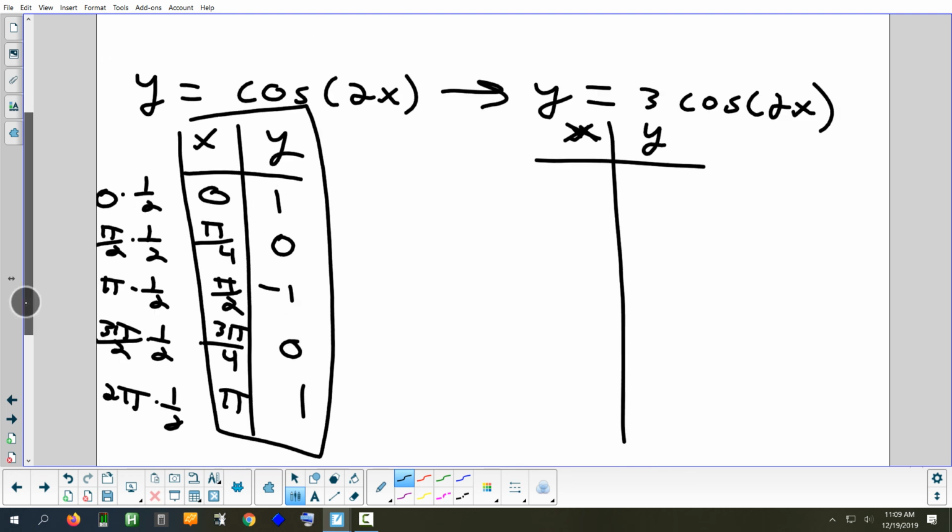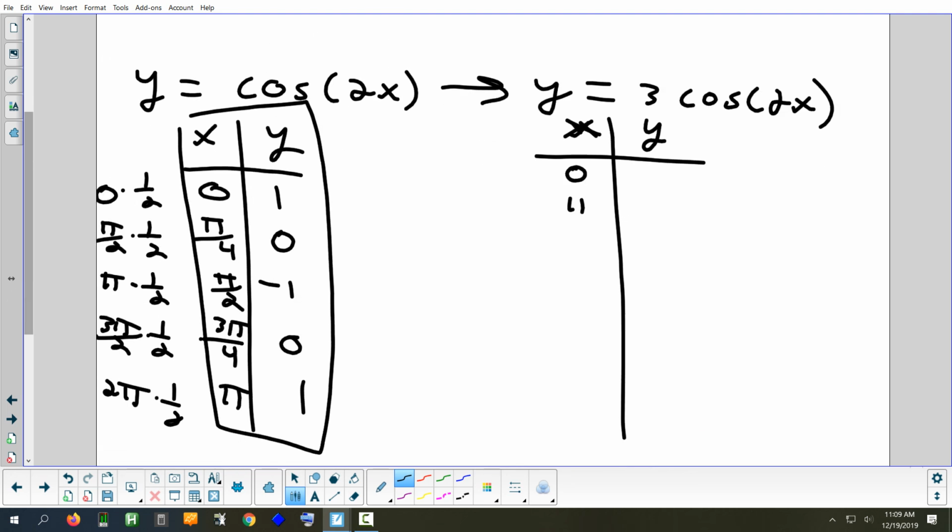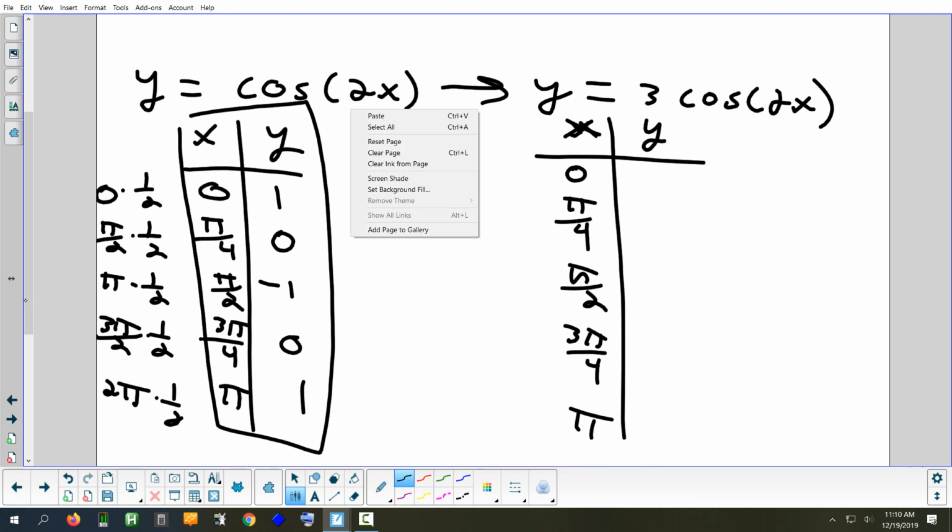Okay, so write down your x's. 0, pi over 4, pi over 2, 3 pi over 4, pi. Now, if you look at those in degrees, they are all nicely spaced. That's 0, 45, 90, 135, 180. They're all 45 apart. Normally, they're all 90 apart. You've divided the distance they're normally apart by 2. You compressed it. Okay. So we got that.